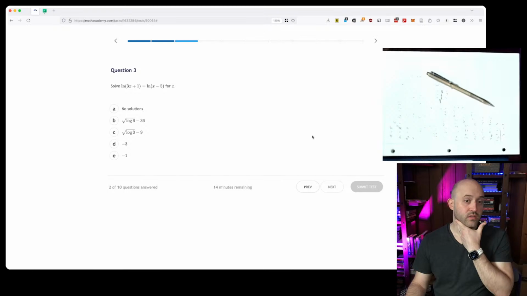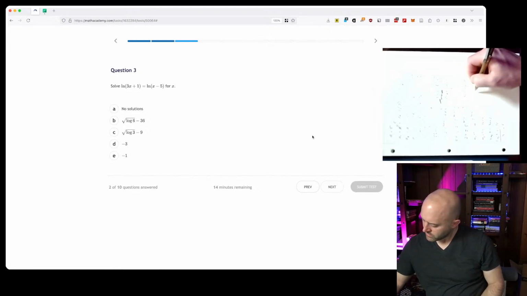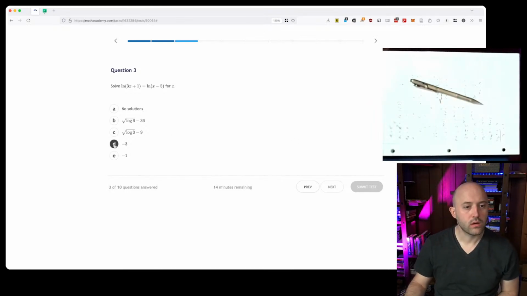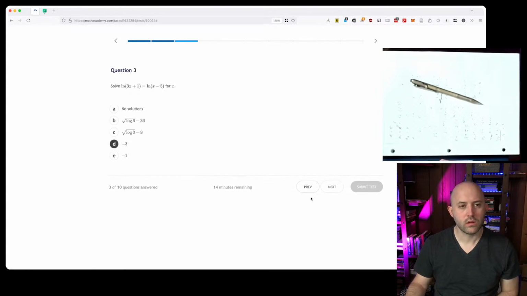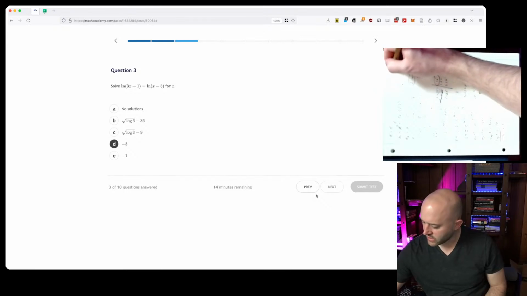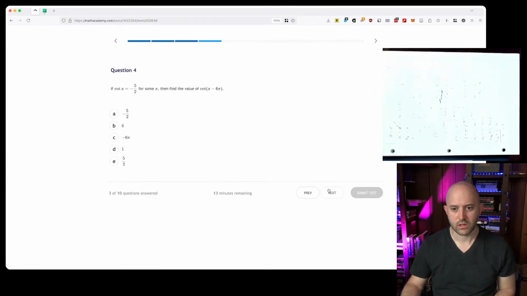Solve the natural log of this one equals natural log for x. Okay. Subtract 1 minus 6, x equals -3. I'll come back to that one. I'll say come back to number 3 and double check. There's nothing clever going on with the natural logs. Okay.